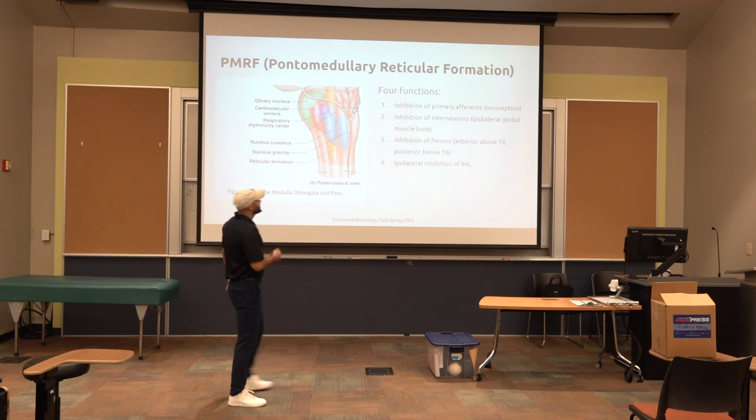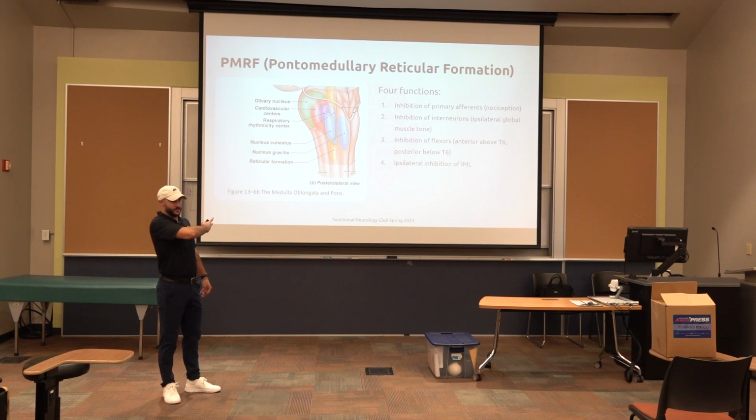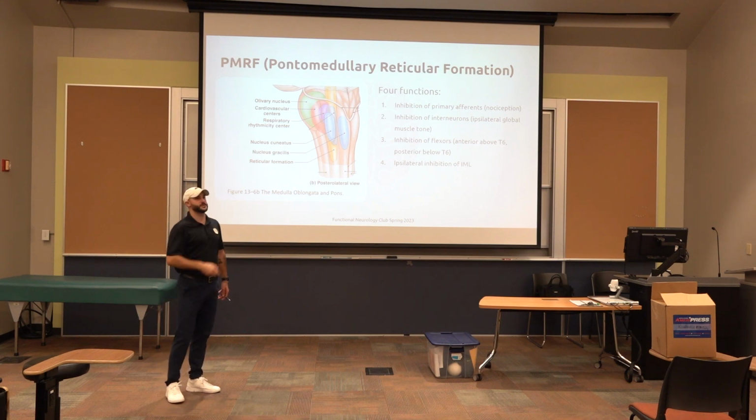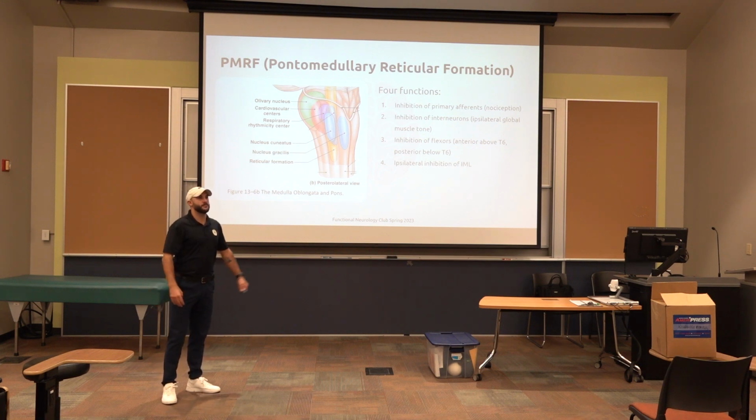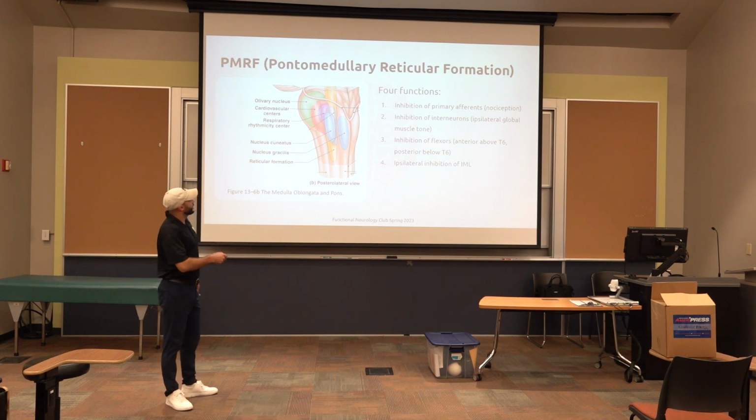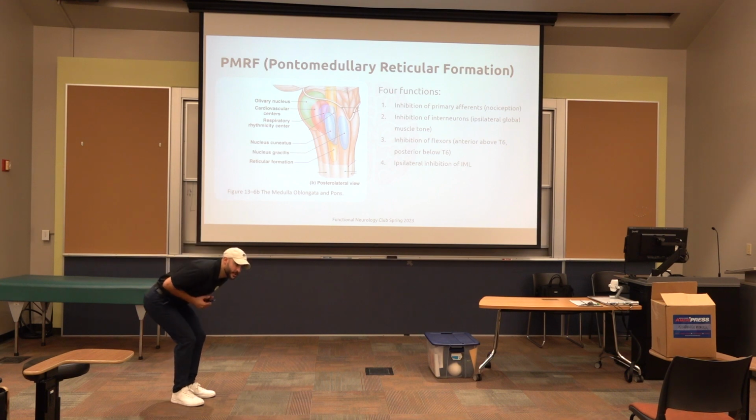So anyways, if you have a lesion or dysfunction in the PMRF, what might you experience just based on these right here? Because I never thought about it. Tension in the anterior. Bingo. So if I have inhibition of the flexors above T6, maybe I'll have excitation of the flexors above T6. Maybe instead of inhibition of the posterior below T6, I'll have excitation of the posterior below T6. Does that make sense?